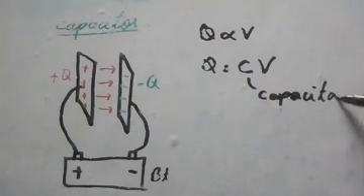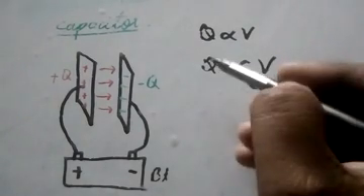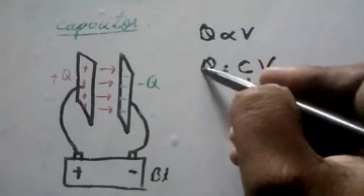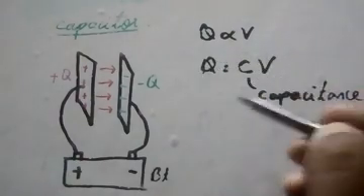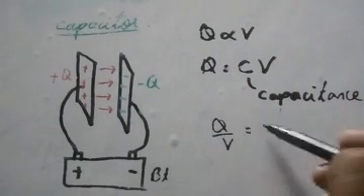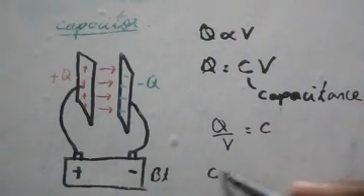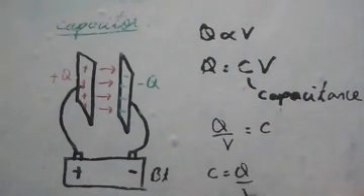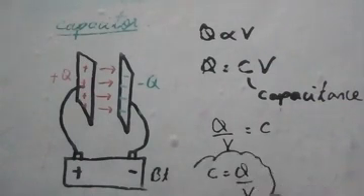Capacitance is a property of a material. Any wire, any device or any metal will have some capacitance. So Q is equal to CV. Now we can rearrange this, bringing V to the left side. We get Q by V is equal to C. Rearranged, C is equal to Q by V. This is the formula we need for capacitance.